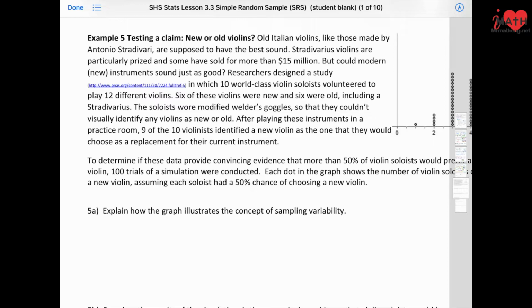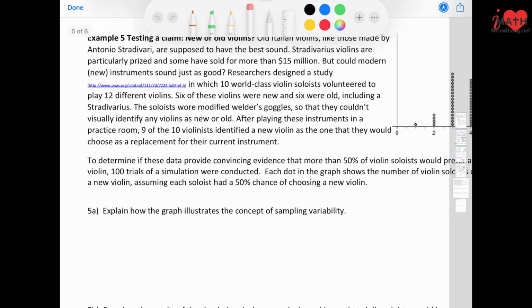Researchers designed a study, that's actually a study, you can click on that and read it yourself, in which 10 world-class violin soloists volunteered to play 12 different violins. 6 of these violins were new, and 6 were old. So I'm going to highlight that. So it sounds like we expect a 50% chance, right?